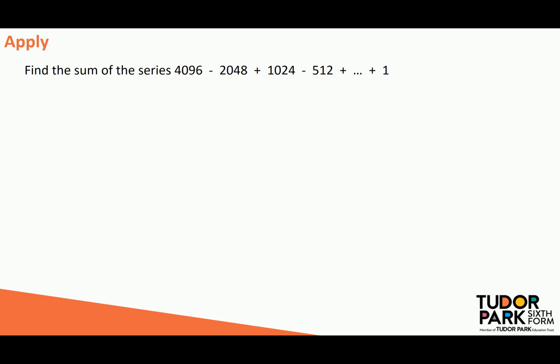Let's look then at how we use this. So here I have a geometric series, and I can see here that the common ratio r is going to be minus a half, and even more clearly than that, the first term in this is 4096. I don't know at the moment how many terms there are in this series, so that's going to be something that I need to work out first of all.